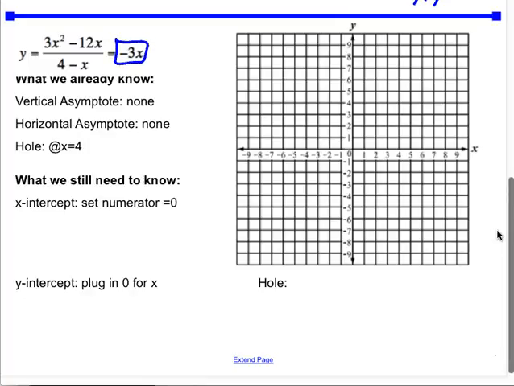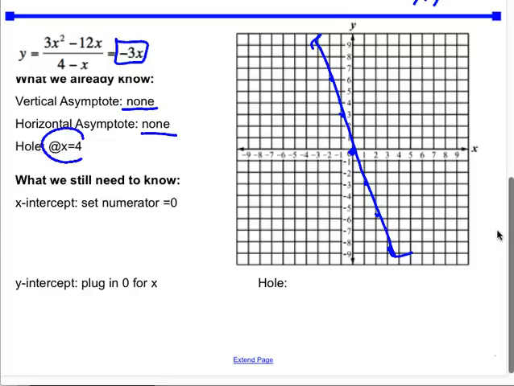You know how to graph y equals -3x. All that is a straight line through the origin. Okay? So you actually already know where that is. You know that it goes through the origin, has a slope of -3. And that's reflected in having no vertical or horizontal asymptotes.